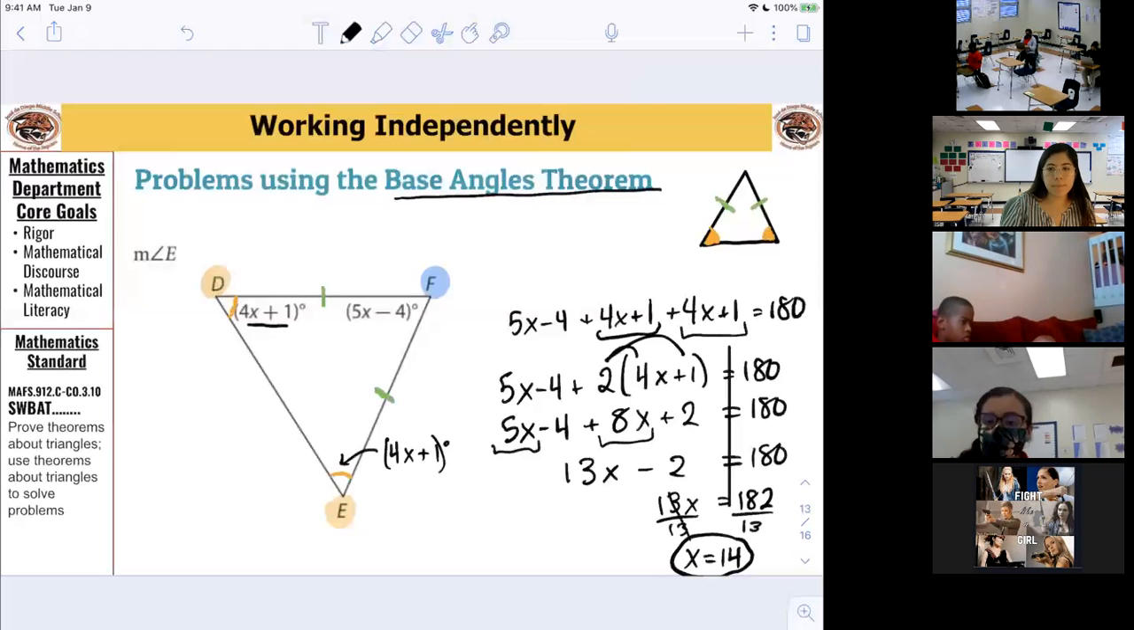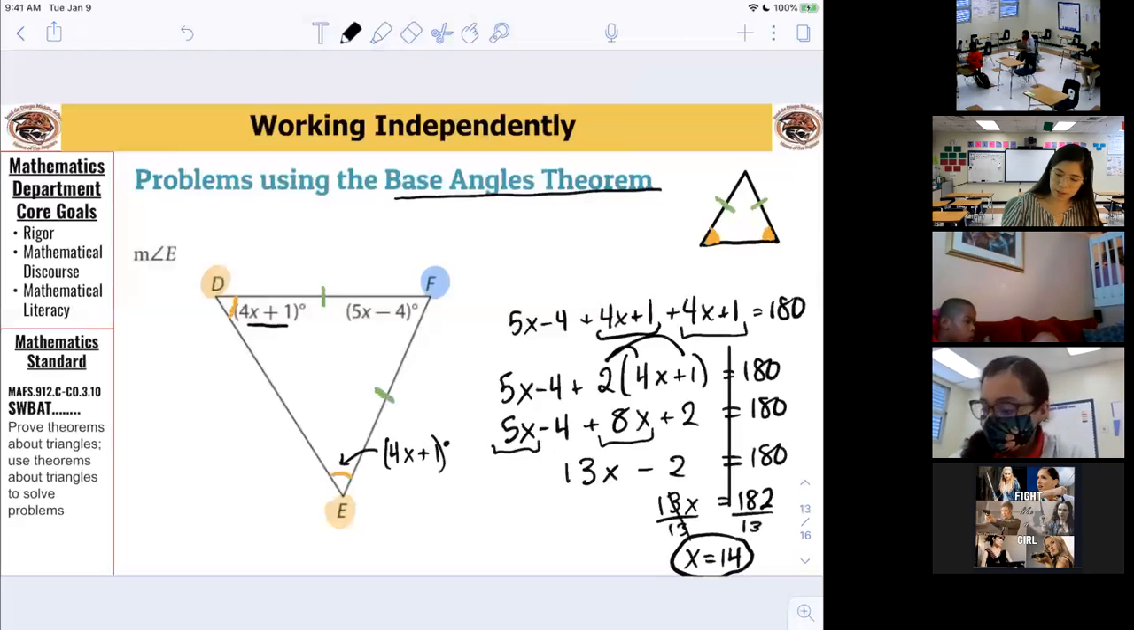Am I done? Plug it back in. Which angle am I trying to find? E. Plug it in. 4 times 14 is 56. Plus 1 is 57.